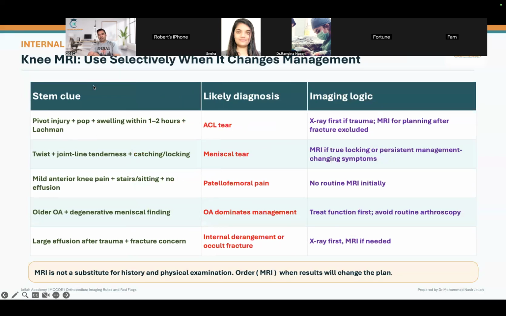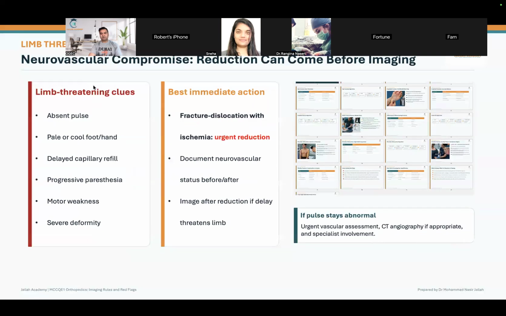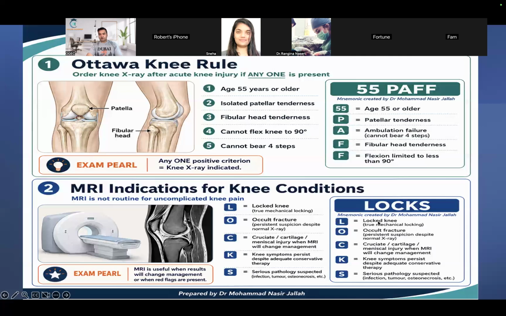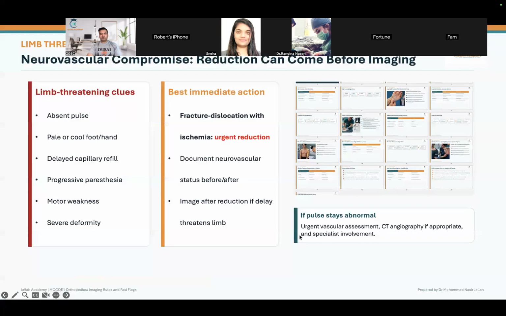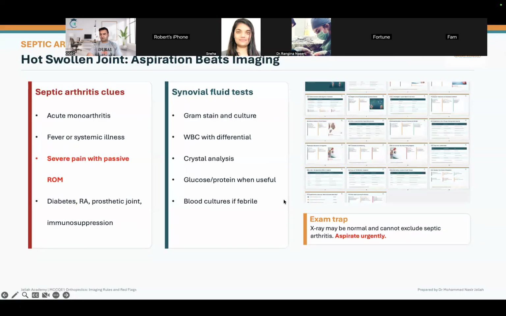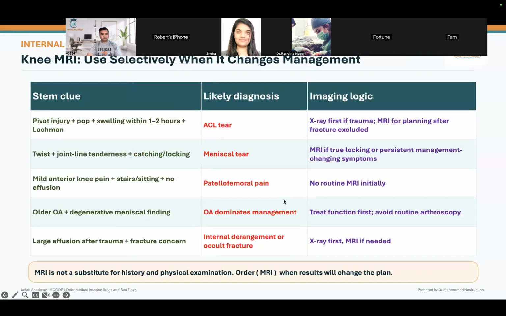Knee MRI. So I think for the knee MRI, we had a mnemonic. What was that? LOCKS. Let me take you back to that slide. Yeah, here. So LOCKS: Locked knee, ankle fracture, cruciate ligament, cartilage, meniscus, knee symptoms persistent despite adequate treatment, and serious pathology. Here we go.